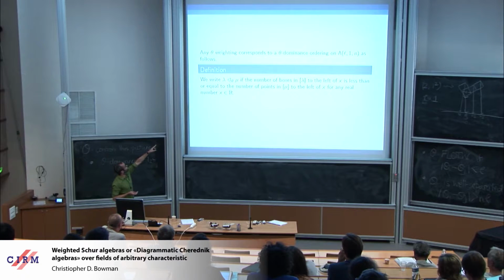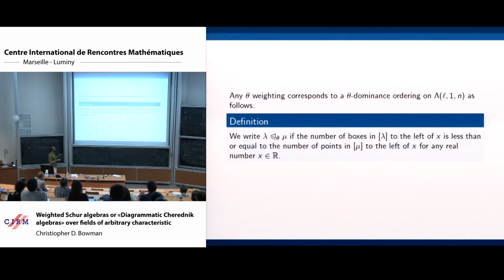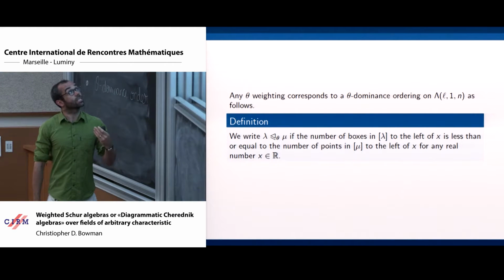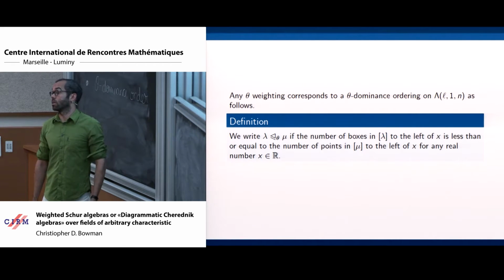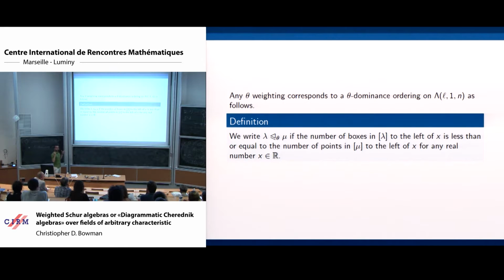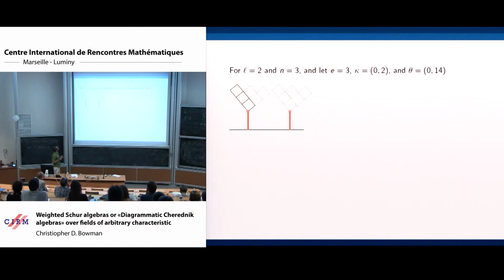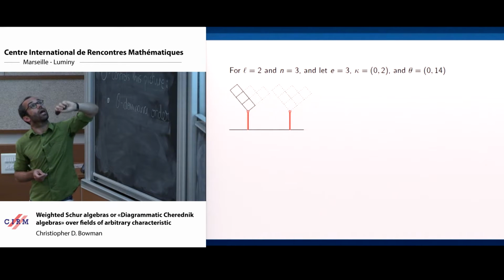We write mu dominates lambda if the number of boxes in lambda to the left of any given point is less than or equal to the number of boxes in mu to the left of that same point, for all points along the real line. So it's just, the further the boxes are to the left, the more dominant. So here, for L is 2 and N is 3, I've got 2 components and 3 boxes. I'm actually not interested in E and kappa. But here I've got theta to be 14, so that these guys are very far apart from each other.